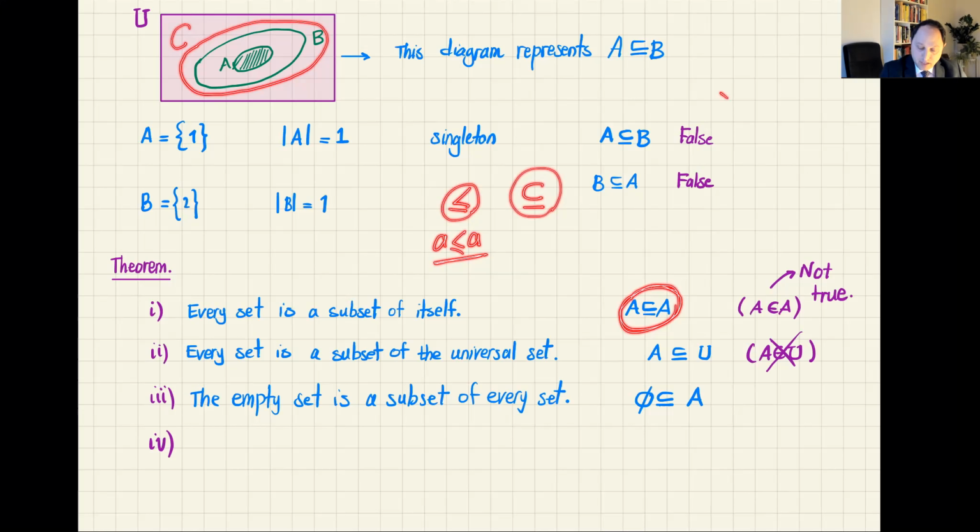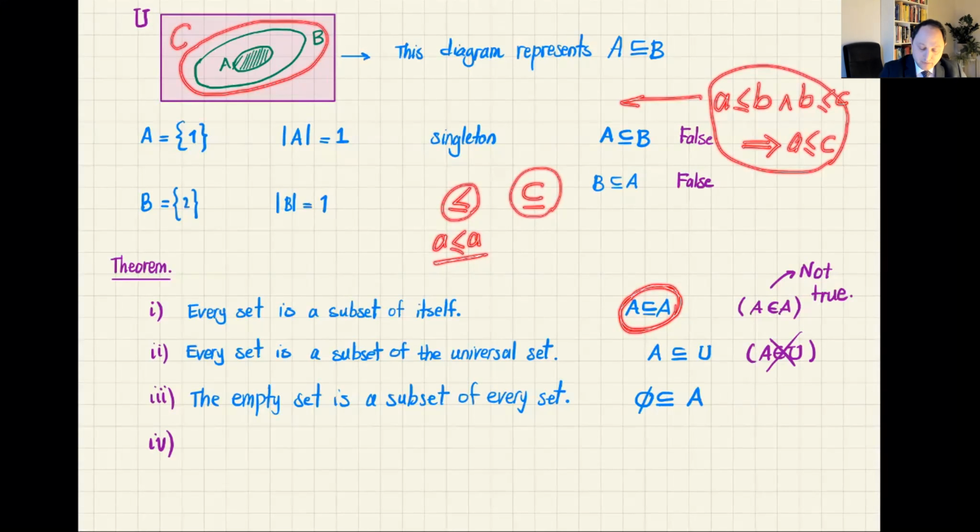And do you agree that this is a similarity between this relation for sets and that relation for numbers? Because we say that if A is less than or equal to B in numbers, and simultaneously B is smaller than or equal to another number C, what is the conclusion? The conclusion is A is less than or equal to C. This is called transitivity. Okay, so this is also true for sets.